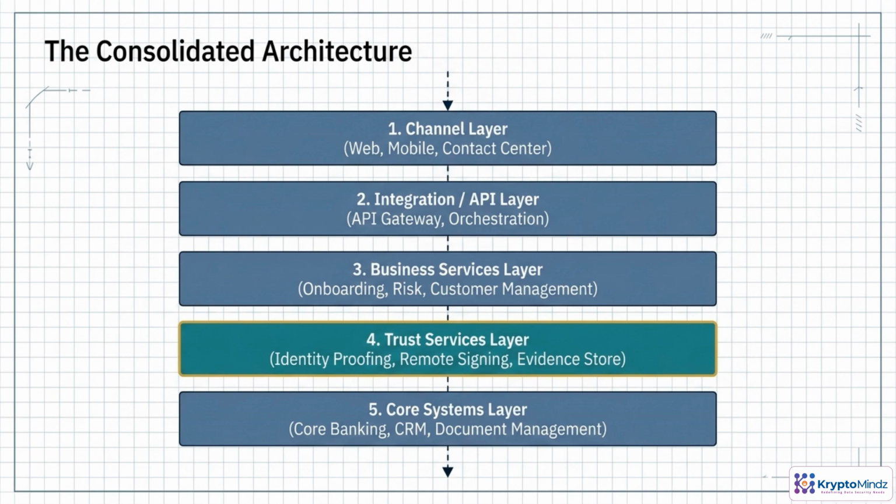You can think of this architecture as five stacked responsibilities. At the top, channels handle how customers interact: web, mobile, or contact center. Below that, the integration layer hides complexity with APIs and orchestration. Business services implement onboarding, risk checks, and customer management. Trust services form your eIDAS core: identity proofing, remote qualified signing, and evidence storage. At the bottom, core systems like core banking, CRM, and document management actually hold and process the money and records.